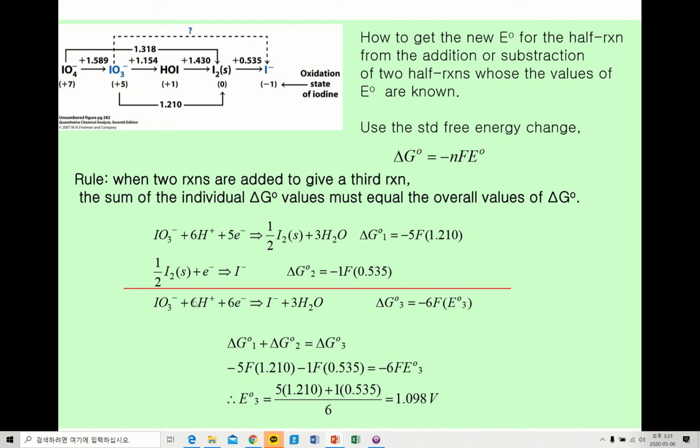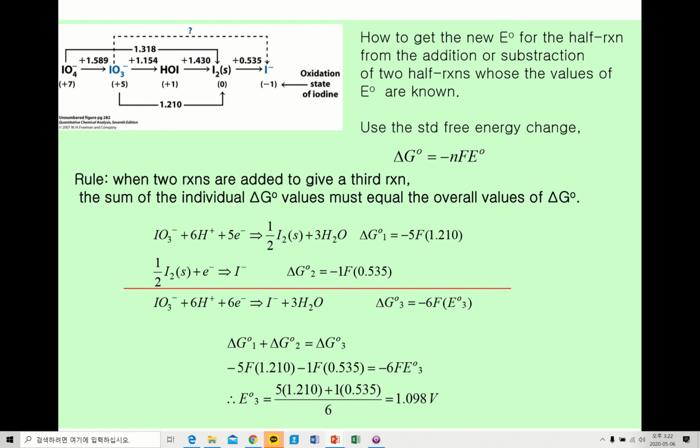So since we added these two, and Gibbs free energy also can be added, delta G3 zero equals delta G1 zero plus delta G2 zero. Okay, this one holds. Why? Because Gibbs free energy change is a state function. That's very important.